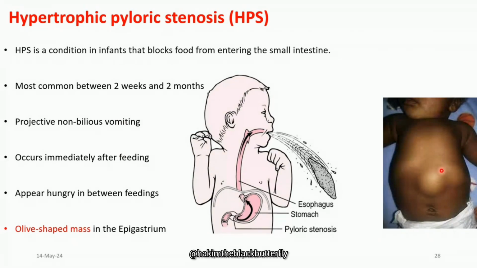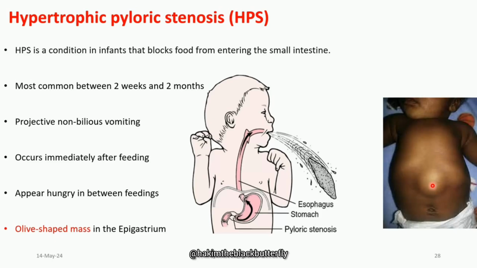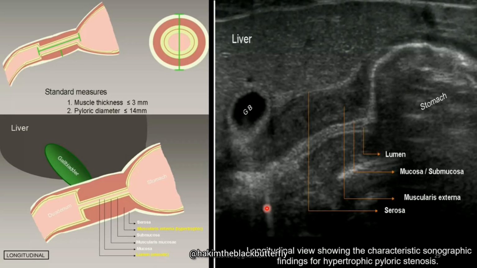Sonographically, this condition can easily be diagnosed. Of course, there are clinical features that can be used to diagnose, but these kids or these infants can be taken to the scan, and there are features of interest that you can easily note. So remember, this is our stomach.